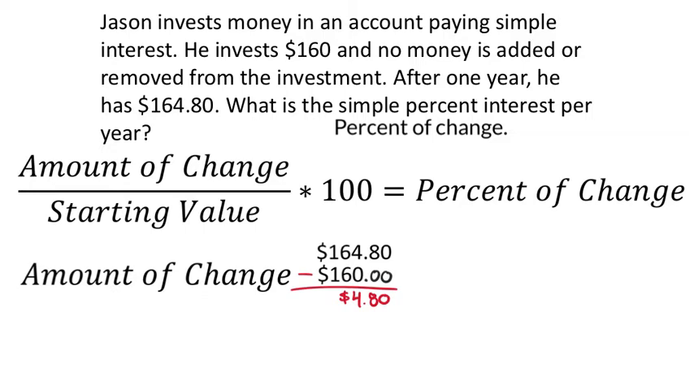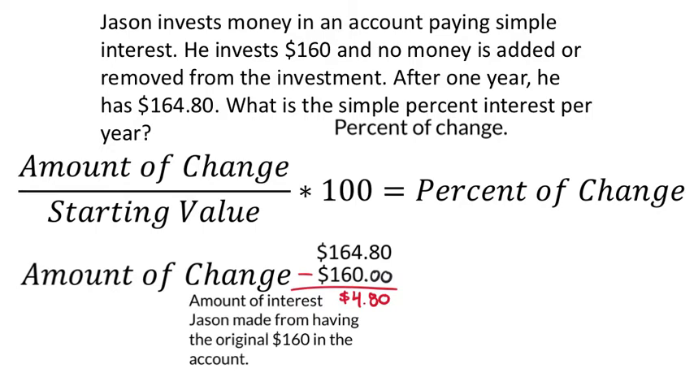Now, this $4.80, really what this is, it's the amount of interest Jason made from having the original $160 in the account. Okay, make that a little bit bigger. There we go. So, in other words, Jason makes $4.80 just by having the money in the account. Well, again, what percent of interest is this?